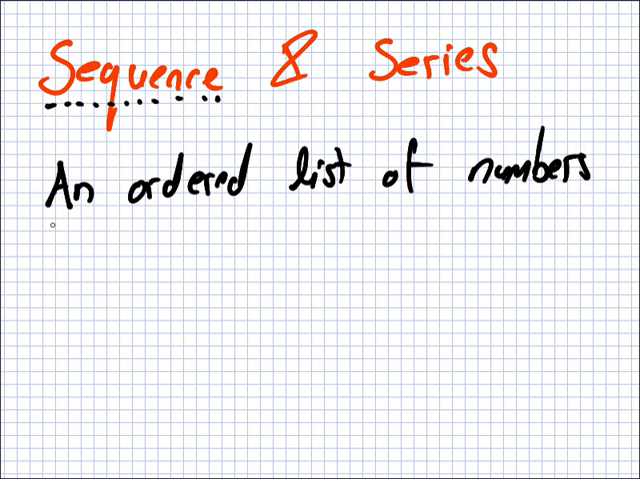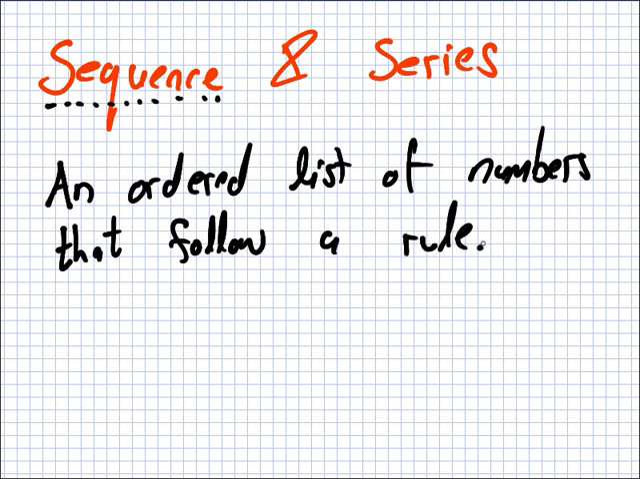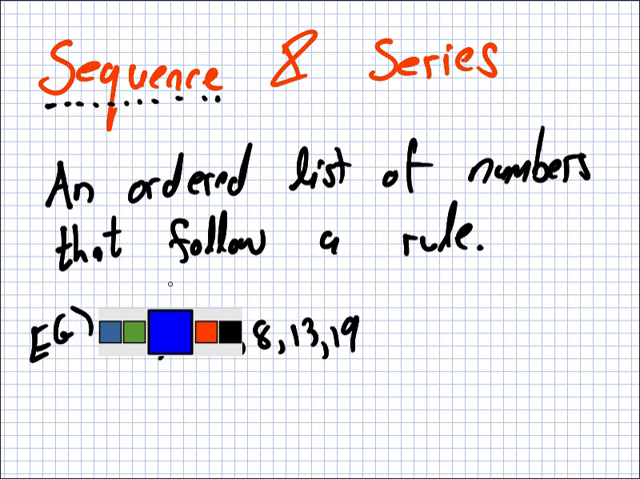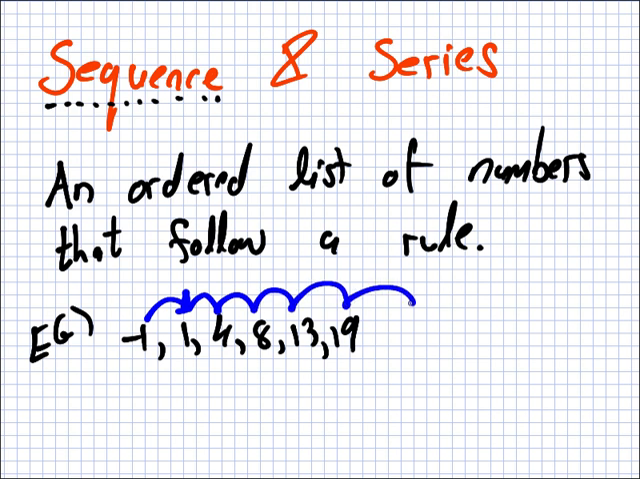Yeah, so nearly. I would say that follow or obey a rule, whatever that rule is. Okay, so we'll have a look at some examples. We can try and figure out what the rule is. So our first example: minus 1, 1, 4, 8, 13, 19. What would you say the rule is here? What's it look like is happening? This one plus 2, plus 3, plus 4, plus 5, plus 6. So the next one plus 7. So that'll be 26 then.